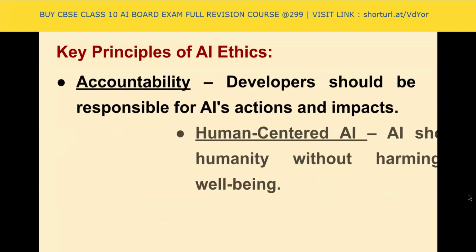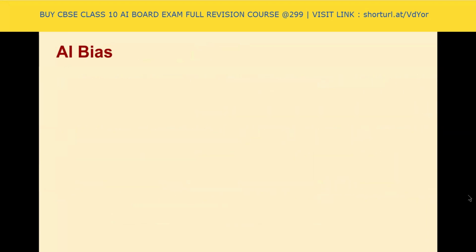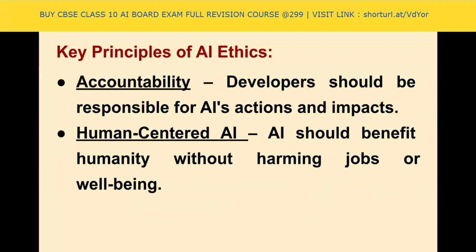Now, okay, two more are there, which are accountability and human-centered AI. So, what do we mean by these two areas? Accountability: developers should be responsible for AI's actions and impacts. Human-centered AI should benefit humanity without harming jobs or well-being.